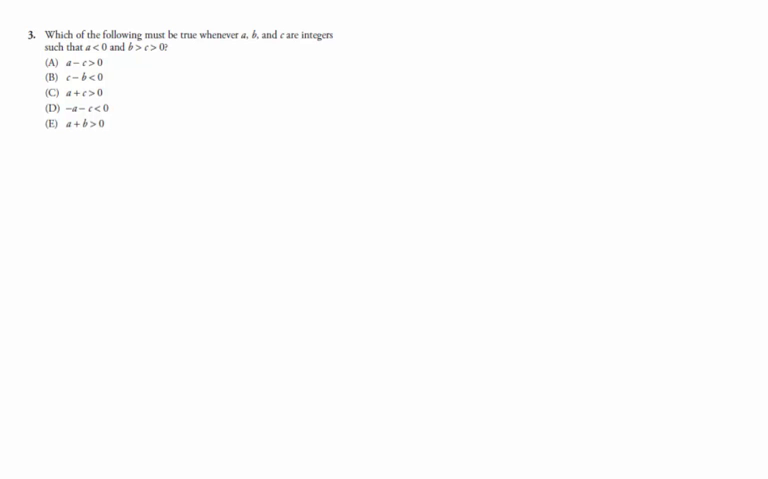Here we ask which of the following must be true whenever a, b, and c are integers, that means whole numbers, such that a is less than 0 and b is greater than c, while c is also greater than 0. So we know that a, since it's less than 0, must be negative. Potential numbers are -1 or -10 or -1000.